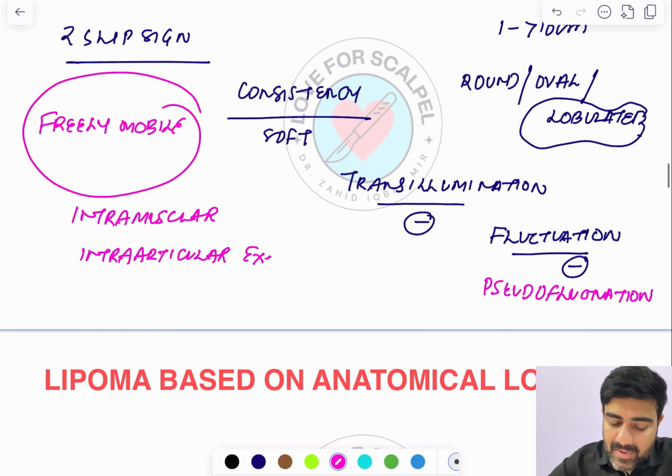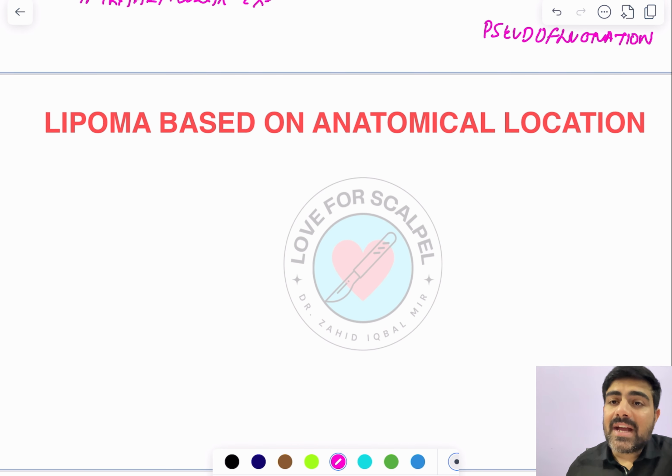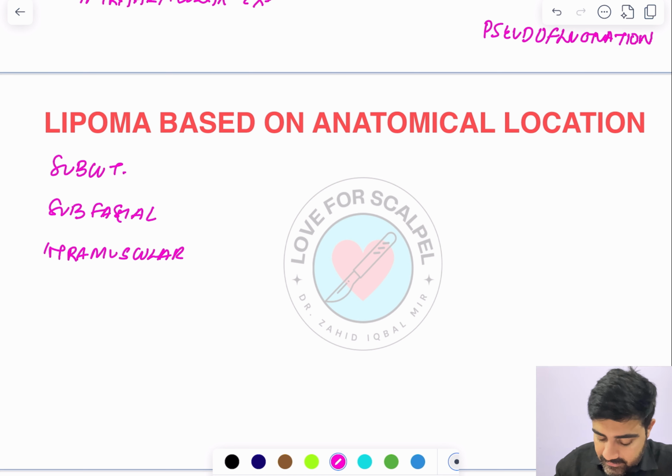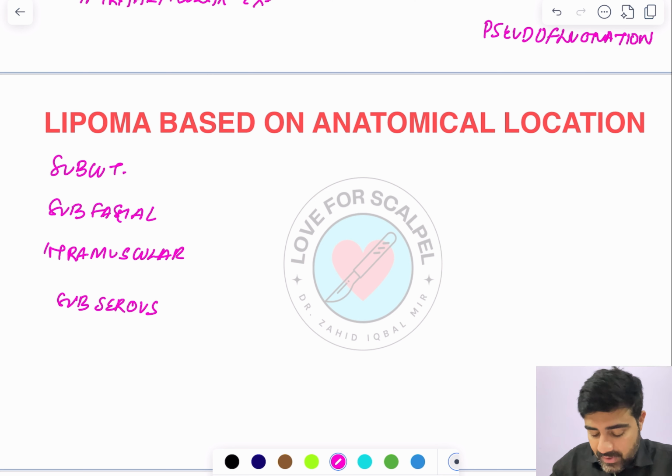Fine. So then we have different types of lipoma based upon anatomical location. First we have subcutaneous lipoma that we have discussed. Then we have subfascial, beneath the fascia. Then we have intramuscular, within the muscular layer. Then we have subserous, which can be subpleural or peritoneal. Then we have submucous.